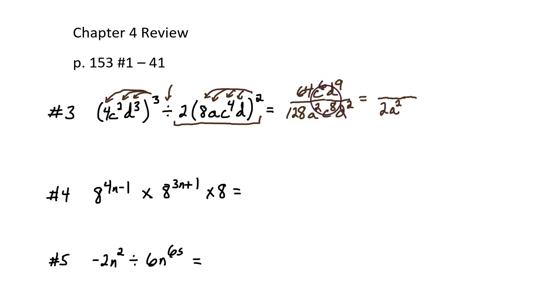Okay, now the letter C. There are 2 more C's in the bottom than in the top. So when we subtract them, we will have C to the 2 left in the bottom. Now the letter D, when we subtract those, we get D to the 7 in the top. So here's the answer in simplified form.